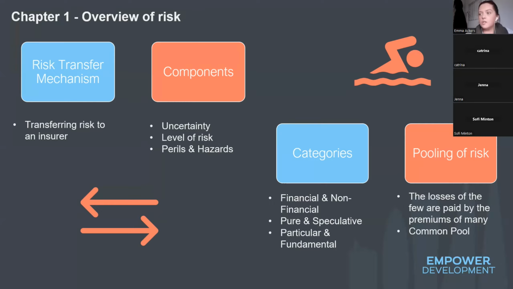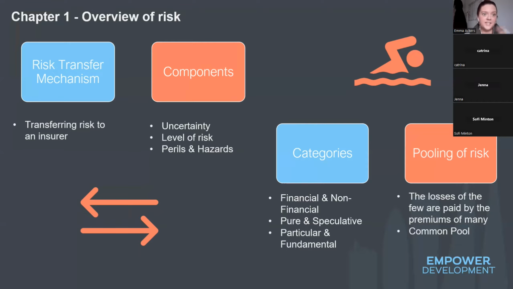So we're going to look as well at how we can categorize risks. So in insurance, we've got financial and non-financial risks. First of all, we'll look at financial risks. For something to be insurable, it has to be measurable in financial terms. So things like damage or theft, we can measure financially.